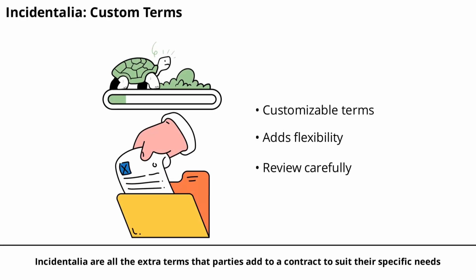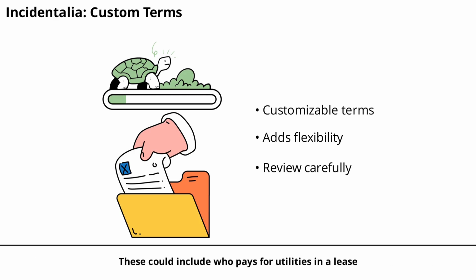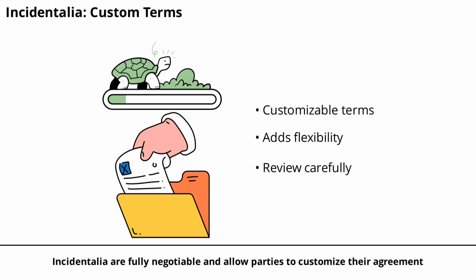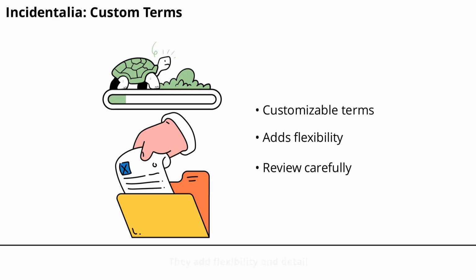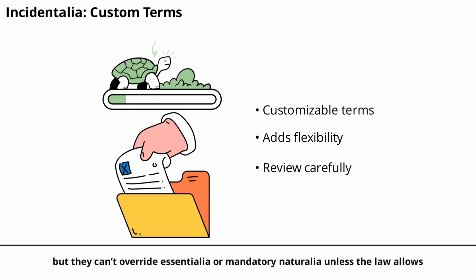Incidentalia are all the extra terms that parties add to a contract to suit their specific needs. These could include who pays for utilities in a lease or delivery terms in a sale. Incidentalia are fully negotiable and allow parties to customize their agreement. They add flexibility and detail, but they can't override essentialia or mandatory naturalia unless the law allows. Always review incidentalia carefully. They can make or break a deal.